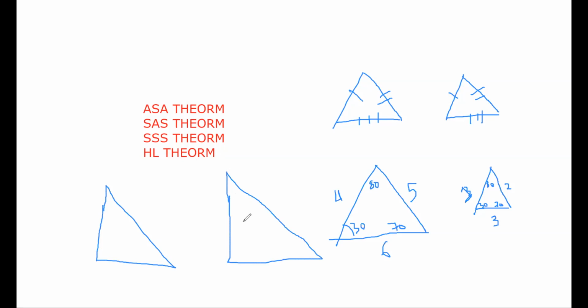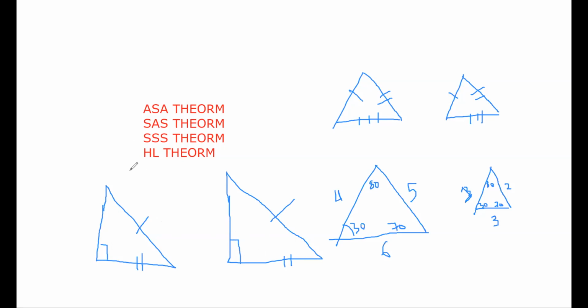So if in two triangles, both of them are right angled, which means I am sure that this is 90 and this is 90, and if the hypotenuse is equal to the hypotenuse and one leg, choose any leg, for example this leg is congruent to this leg, then I can say that these two triangles are congruent. This is the HL theorem.